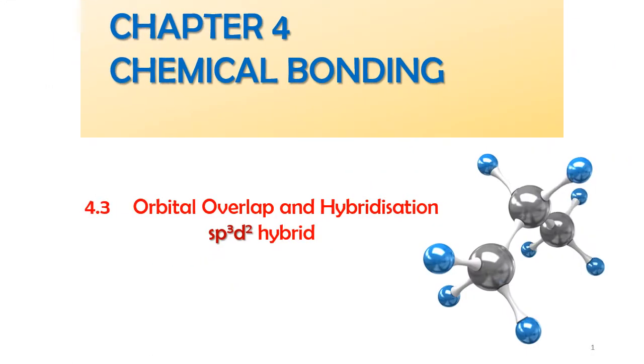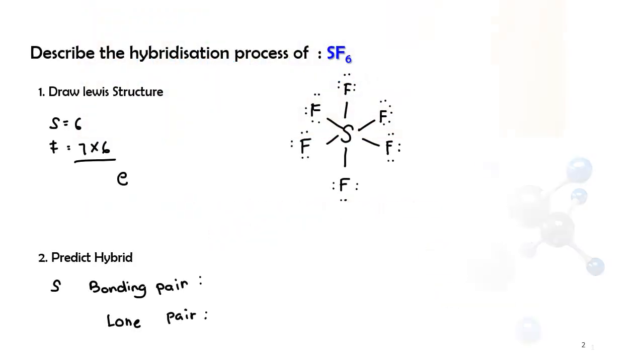Hi everyone, let's continue with sp3d2 hybrid. Let's see the example of SF6. So you have the Lewis structure and this is the electron. You will have the total of electron. The total of electron here will be 48 electron.